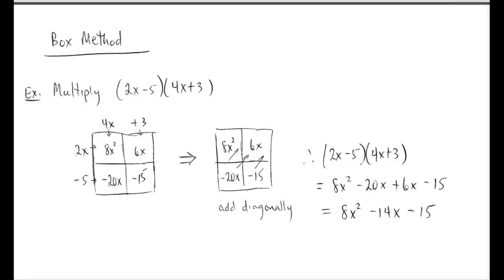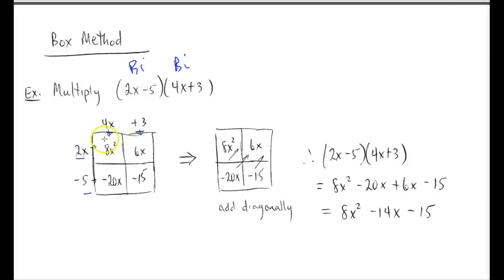So if you wanted to multiply things using the box method, then of course we set up these boxes according to how many terms we have in each factor. So for here we have 2 binomials, so we have to set up a box that is 2 by 2. So we see here that the 4x plus 3 we put up here, 2x minus 5 we put there.